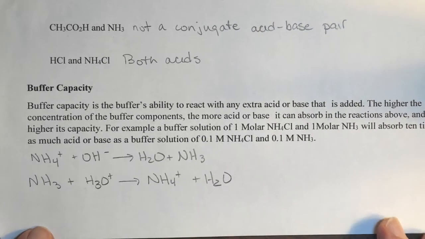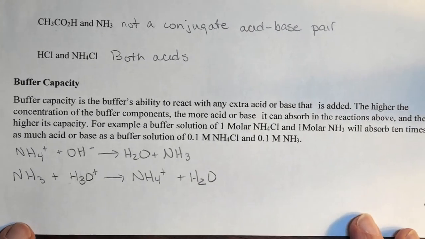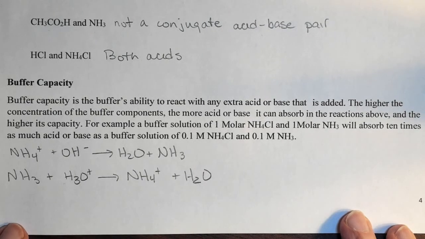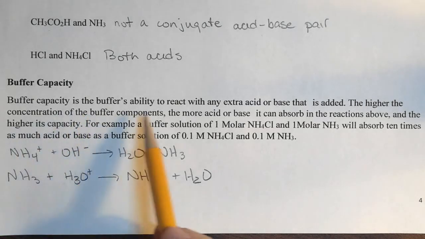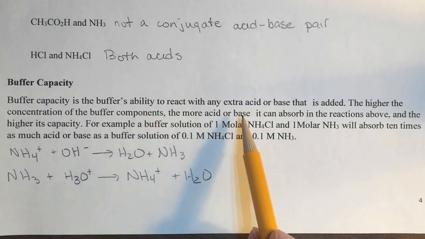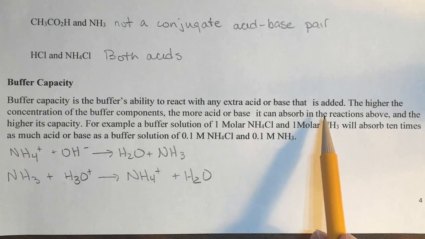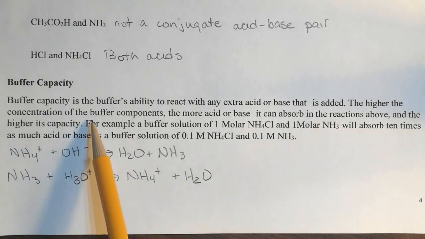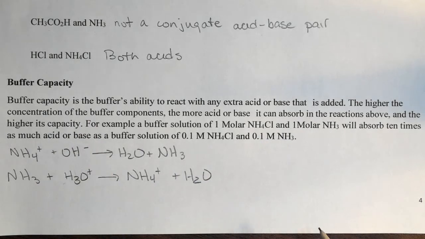Okay, the last thing that we're going to look at is buffer capacity in terms of characteristics of a buffer. So the buffer capacity is the buffer's ability to react with any extra acid or base that is added. The higher the concentration of the buffer components, the more acid or base it can absorb. So we can't see the reactions above. I've rewritten them down up here.